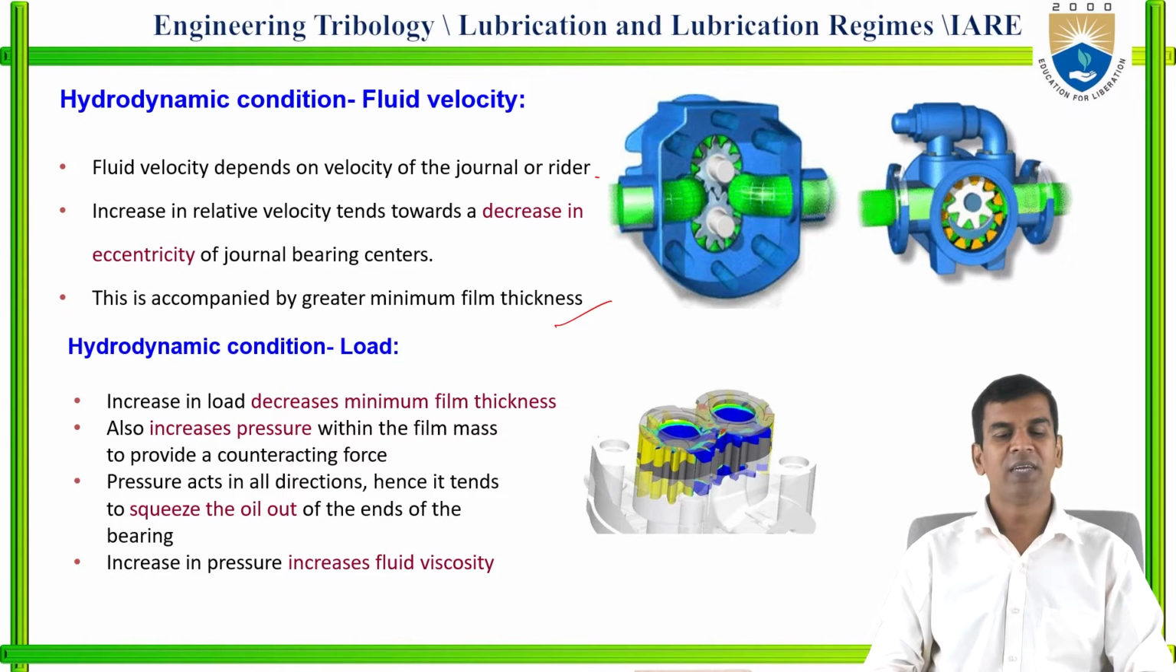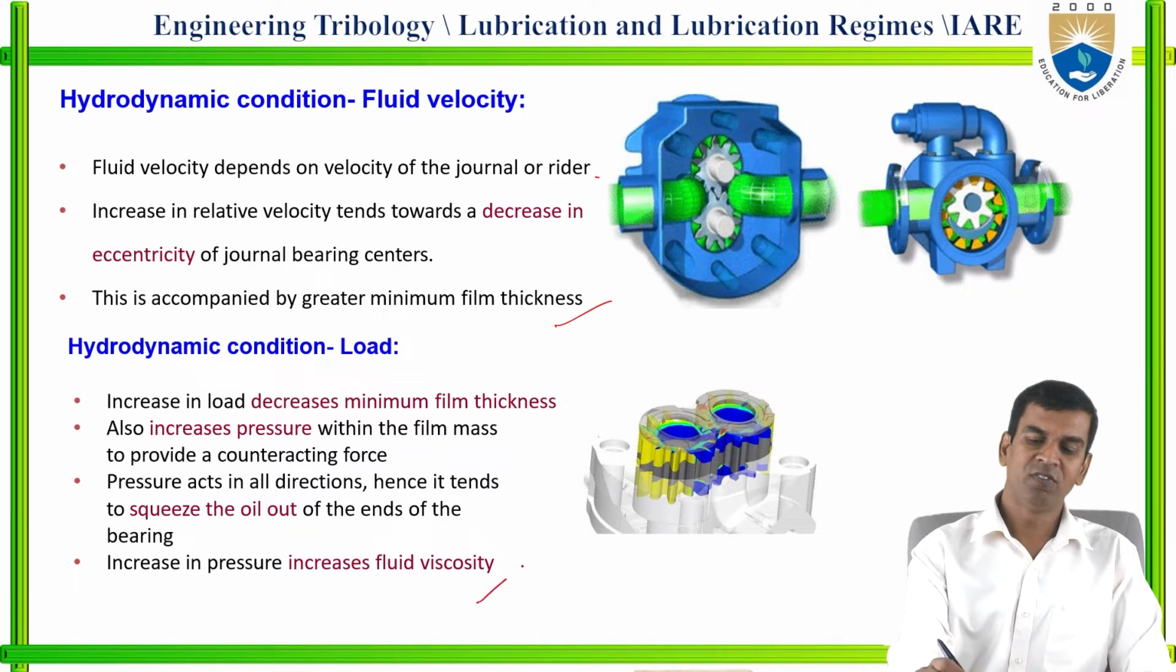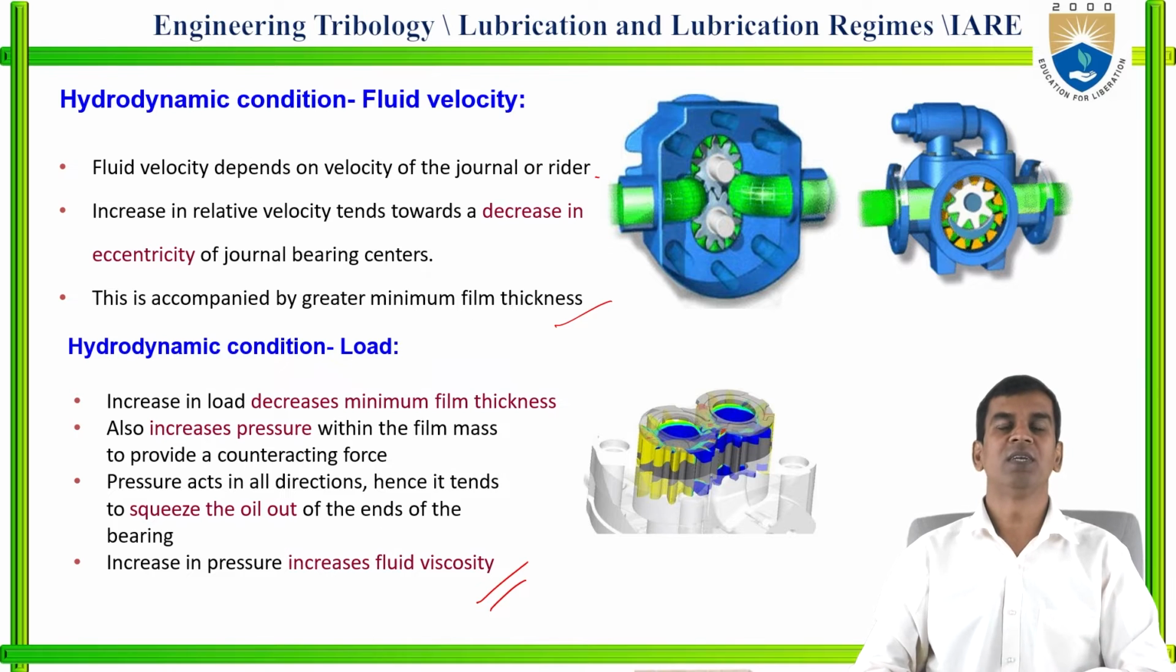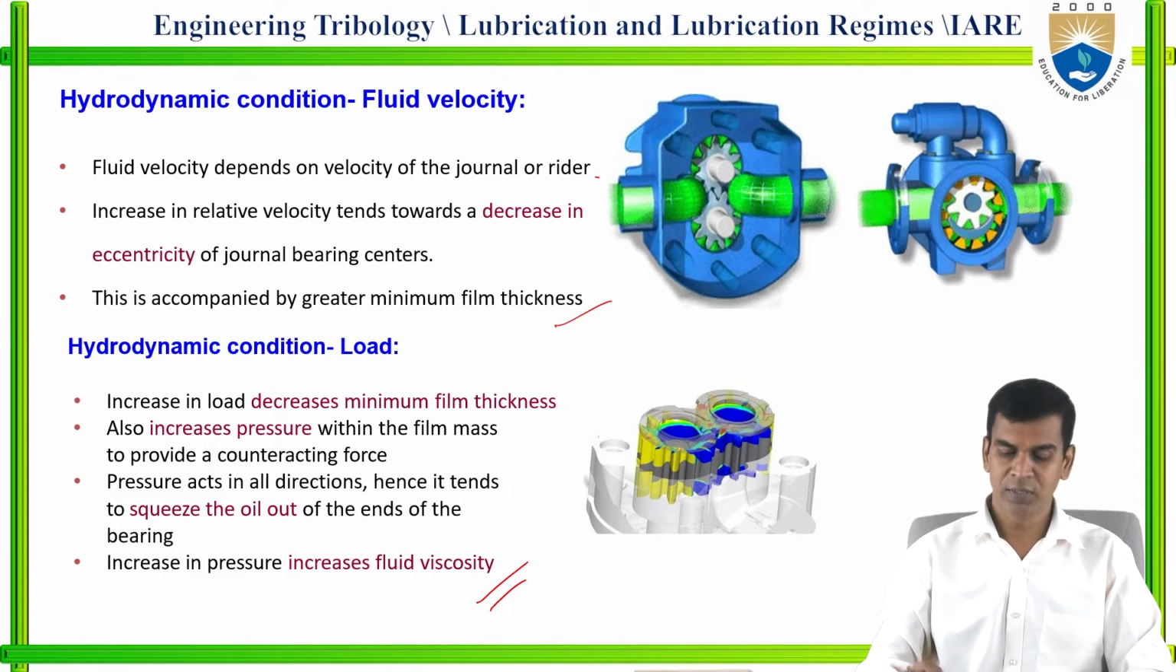Now we will see the hydrodynamic condition in the load criteria. Increase in load decreases minimum film thickness and also increases pressure within the mass to provide the contracting force. The pressure acts in all directions, hence it tends to squeeze the oil out of the ends of the bearing. Increase in pressure increases fluid viscosity. We already discussed this in the previous slide. When the load increases, what happens?